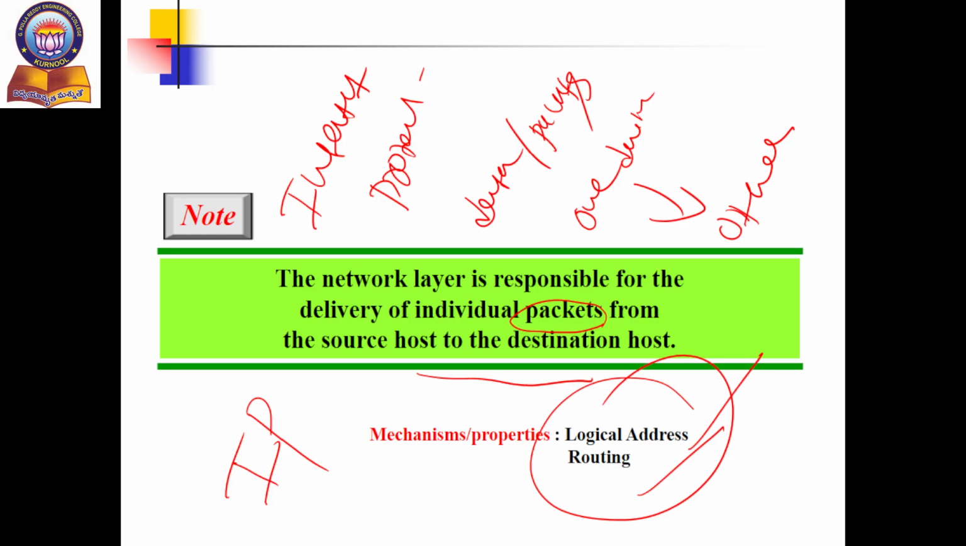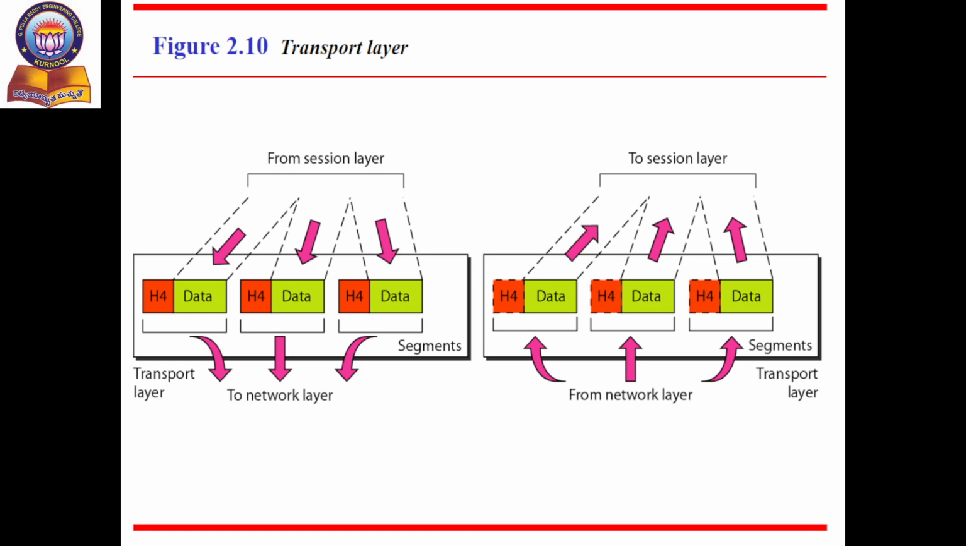We learn these types of addressing: logical addressing, physical addressing, and port addressing. There are three different types of addressing that we will learn in the next coming videos. Routing is also one of the main important concepts which we will see in the next classes. And coming to the next one, this is the transport layer. Above the transport layer, there is the session layer, and below the transport layer, there is the network layer.